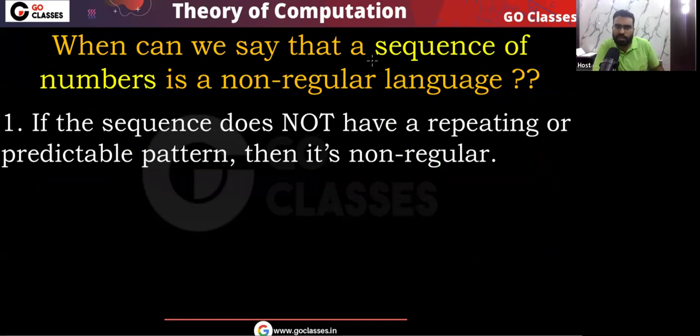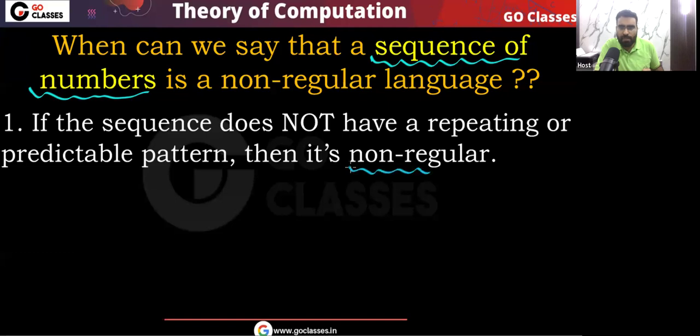I'm asking about a sequence of numbers. Some sequence of numbers will be given to you, for example prime numbers, maybe even numbers, odd numbers, factorial numbers, or 2 power n numbers. Now let me tell you when they will be non-regular. You can easily see that if there is no repeating pattern, no predictable pattern, then they will be non-regular.